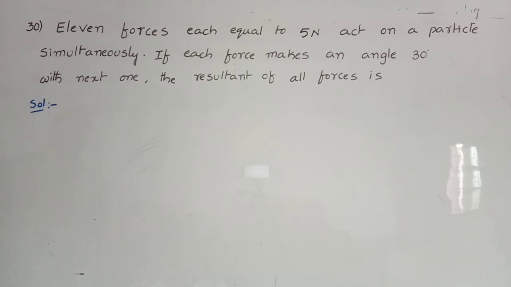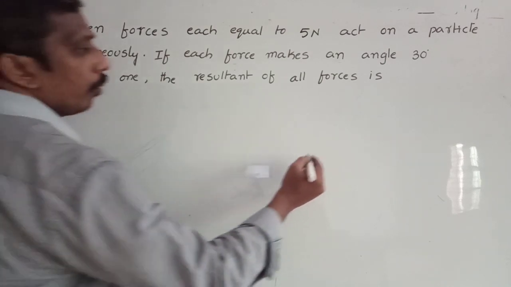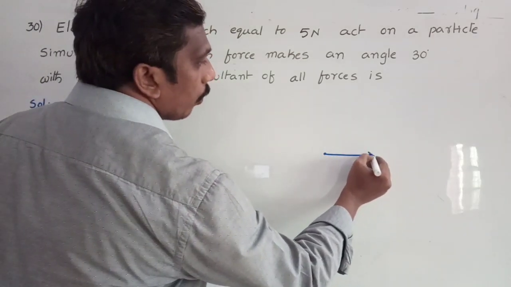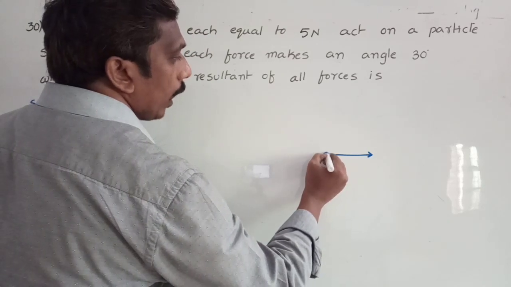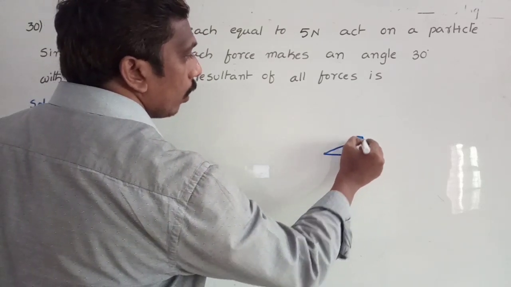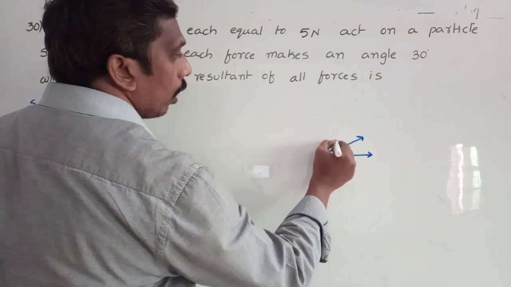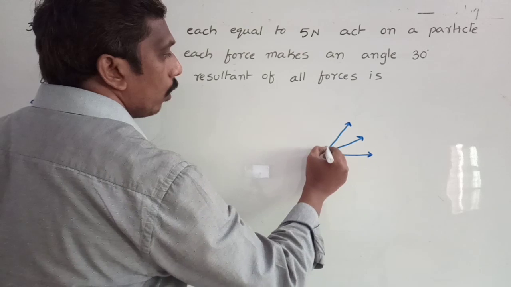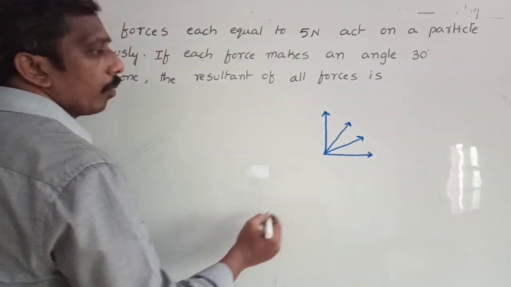Problem number 30. 11 forces each equal to 5 Newton act on a particle simultaneously. If each force makes an angle 30 degrees with the next one, the resultant of all forces is. See, here the particle is here. One force is acting in this direction and the second one making an angle 30 degrees with the first one. Third force making an angle 30 degrees with the second one, and the fourth force is making like this.